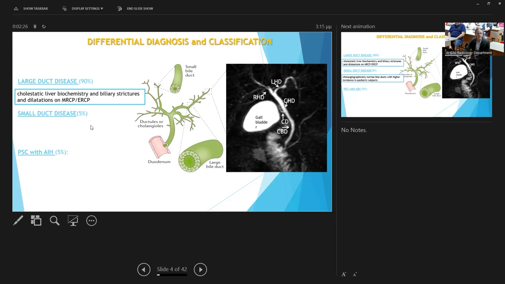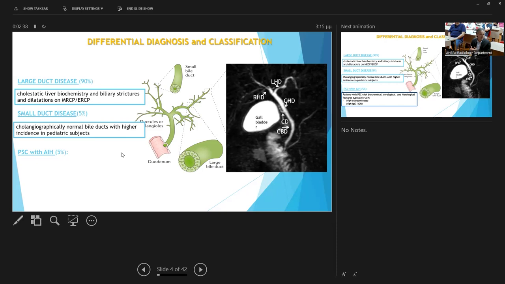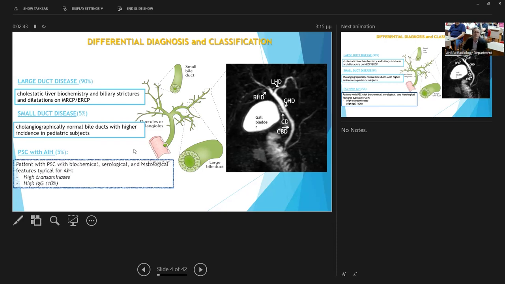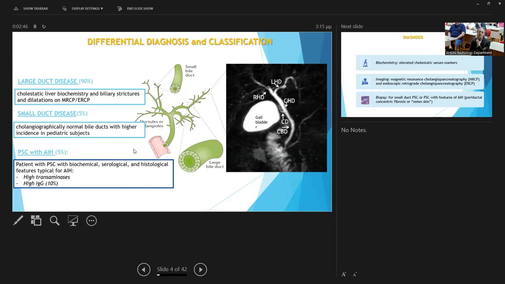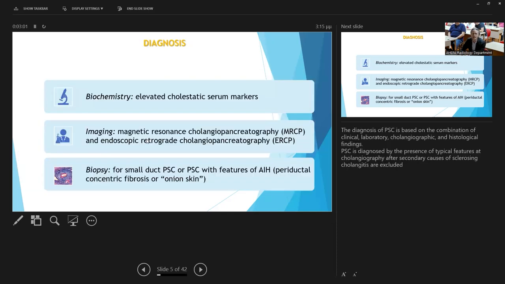We have also the small duct disease that is less frequent, and usually we have a normal bile duct morphology at the cholangiographic study, and so we can do the correct diagnosis only through the biopsy or through the endoscopic examination. And finally, in some cases, the primary sclerosing cholangitis could be associated with autoimmune hepatitis. In these cases, again, we need some information that are strictly related to the autoimmune disease, and so we require the biopsy of the bile duct.